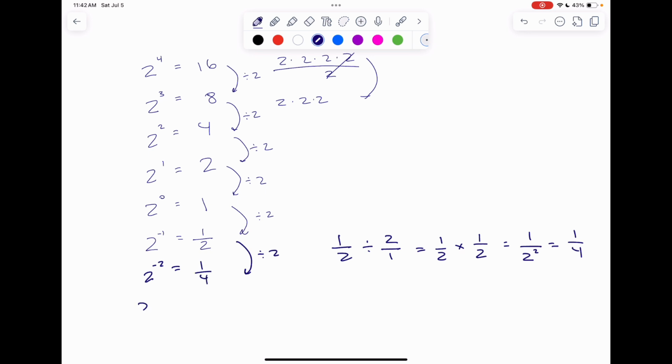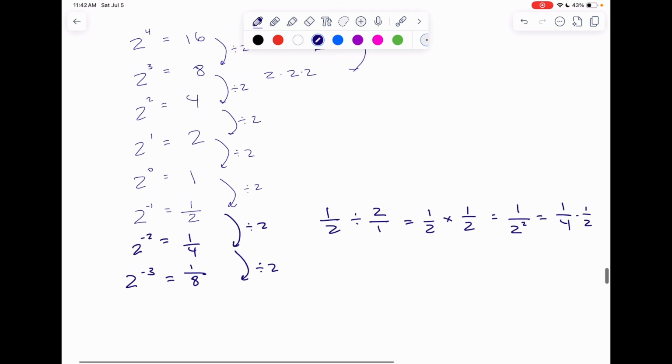All right, 2 to the negative 3. We lowered the exponent again. We divide by 2 again. What are we going to get? 1 over, well, again, that would be 4. Dividing by 2 is the same as multiplying by 1/2. So that's 4 times 1/2. That's 1 over 8.